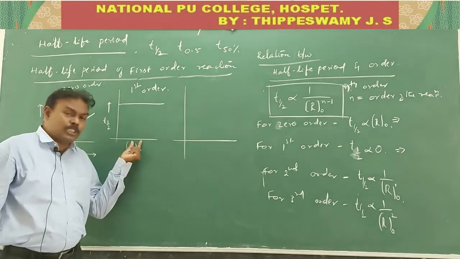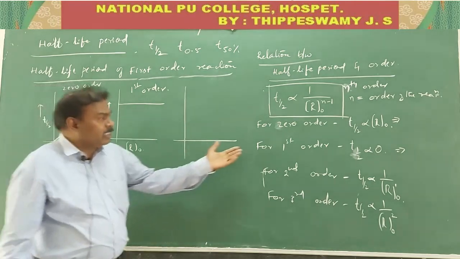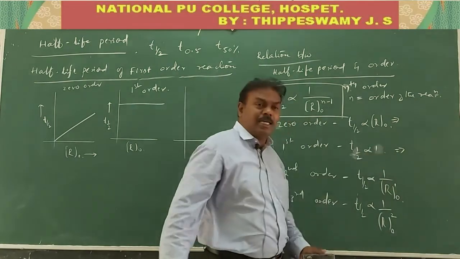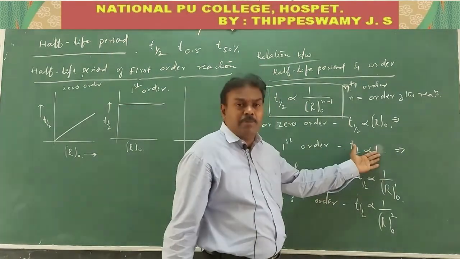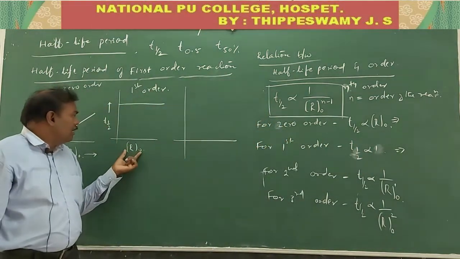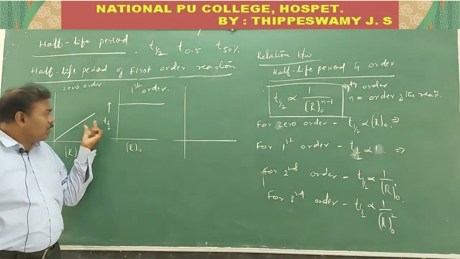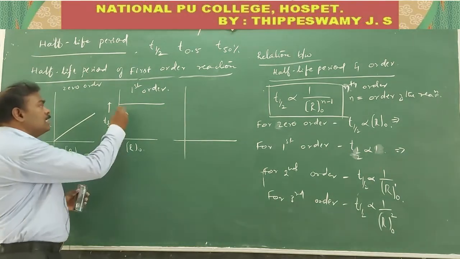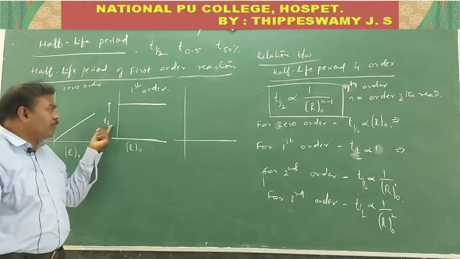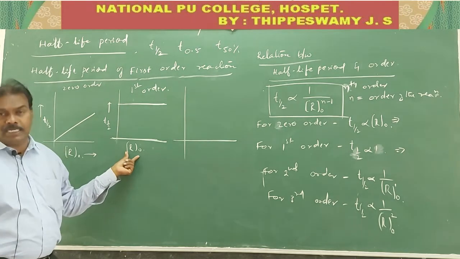However much the concentration of the reactant is increased, is there any change in the half-life period of a first order reaction? It is independent of the initial concentration of the reactant. Means there is no initial concentration term in this expression. That is why, when the half-life period and initial concentration of the reactant are plotted, a straight line parallel to the x-axis is obtained, which means the half-life period of a first order reaction is independent of the initial concentration of the reactant.